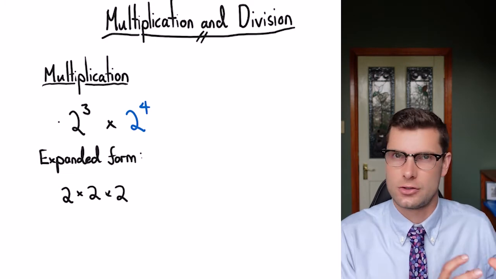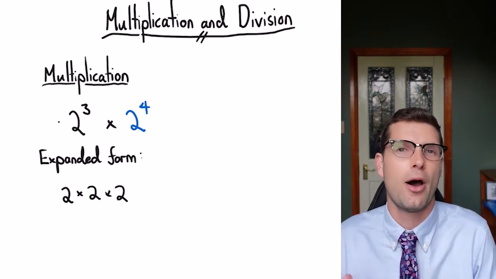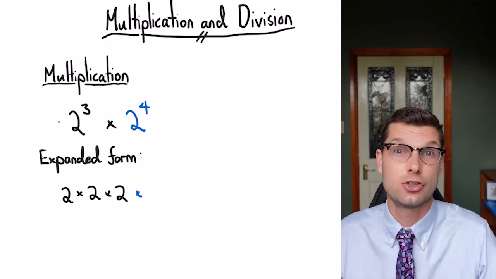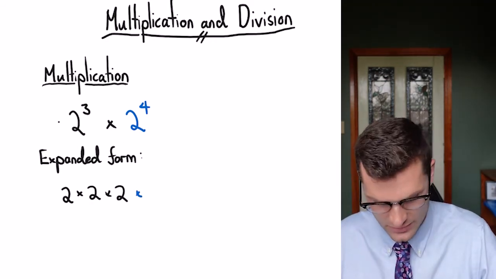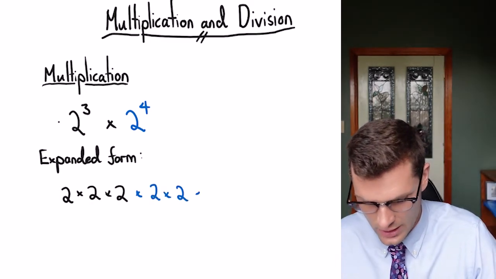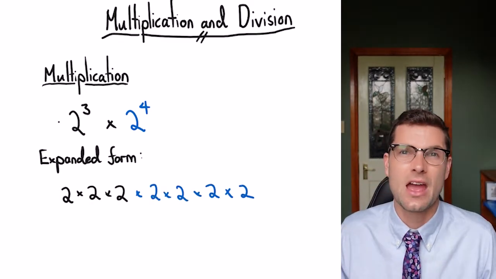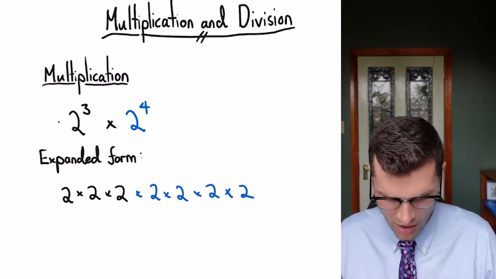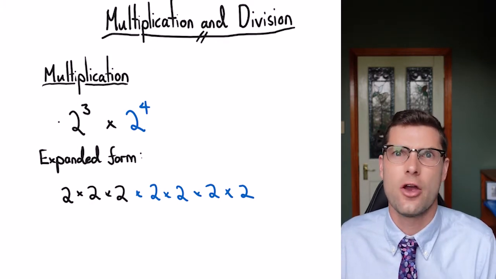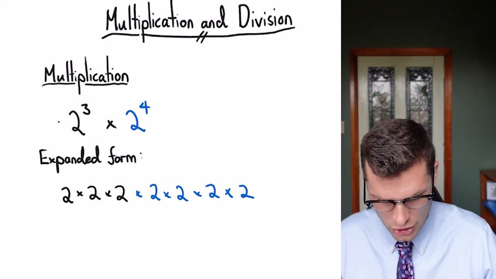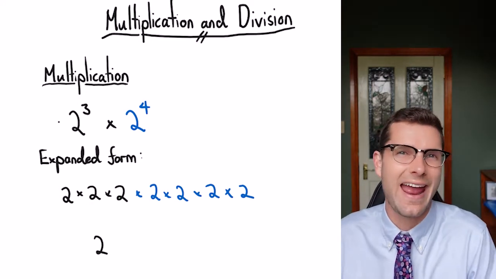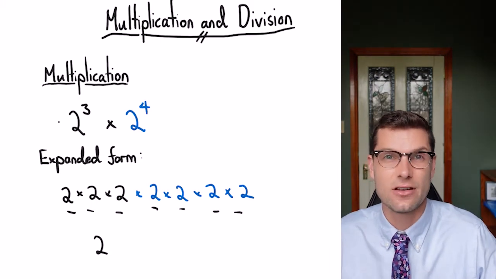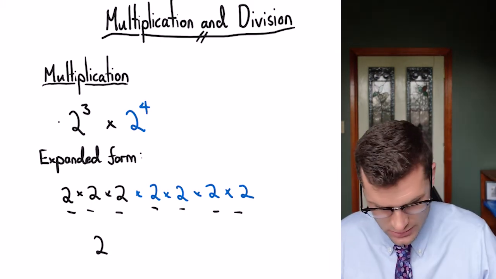But then we've got 2 to the power of 3 multiplied by 2 to the power of 4. So that means I've also got multiplied by 2, 4 more times. 2 times 2 times 2 times 2. So instead of having these two things apart, as we did at the start of the question, I've just got the same thing written over and over again. So this becomes 2 to the power of how many I've got. So that's 1, 2, 3, 4, 5, 6, 7. So the answer to this is 2 to the power of 7.